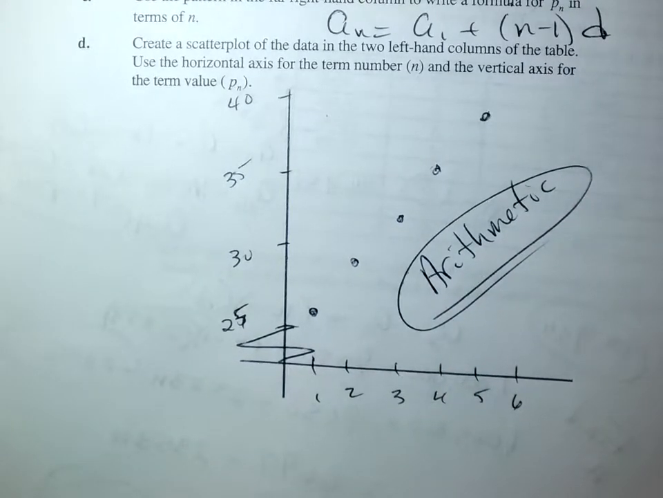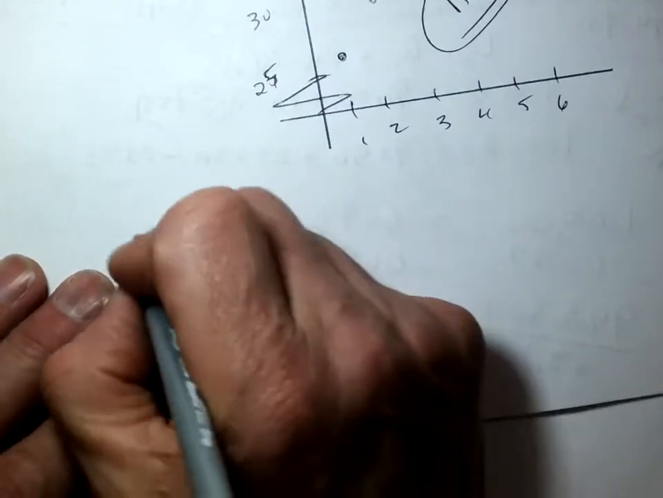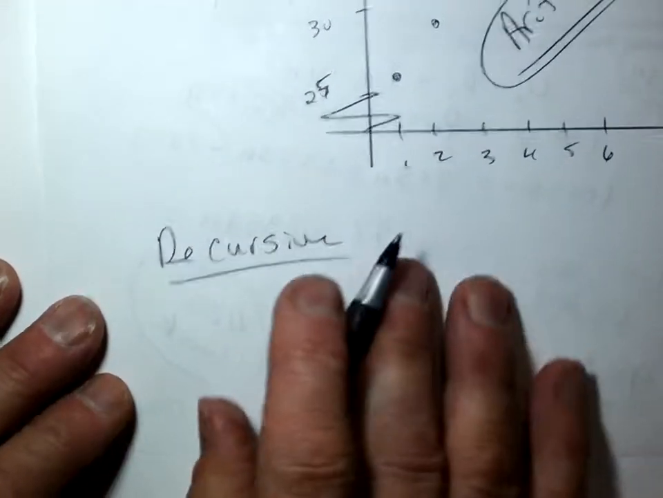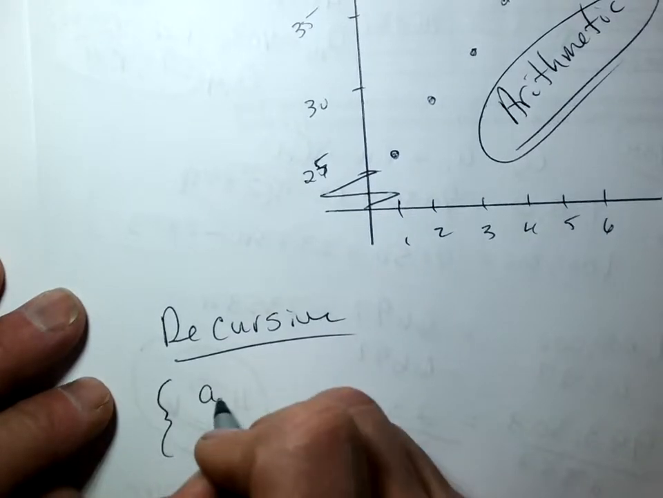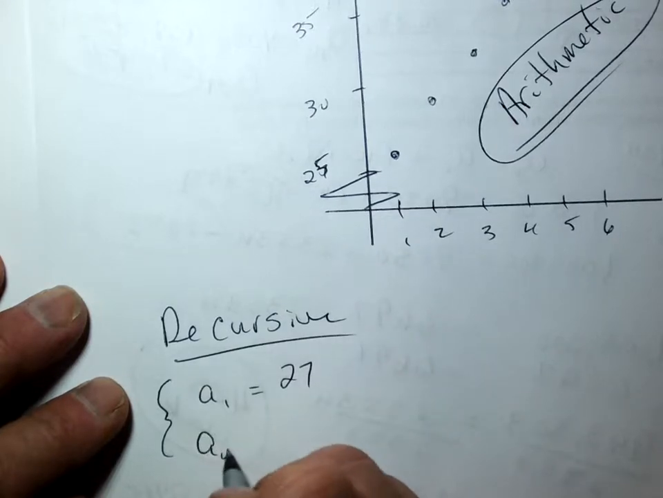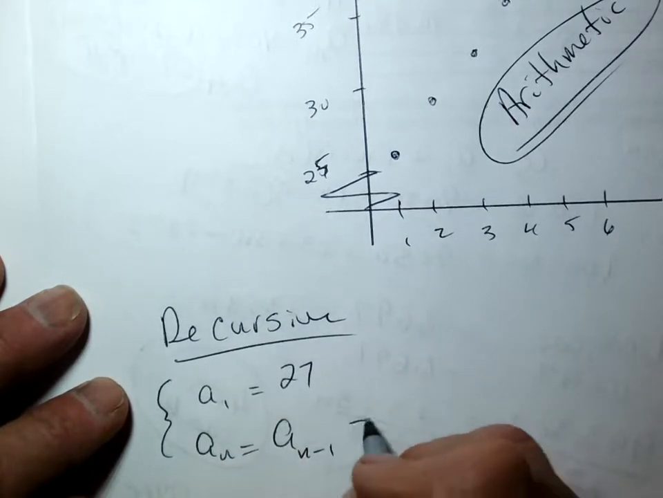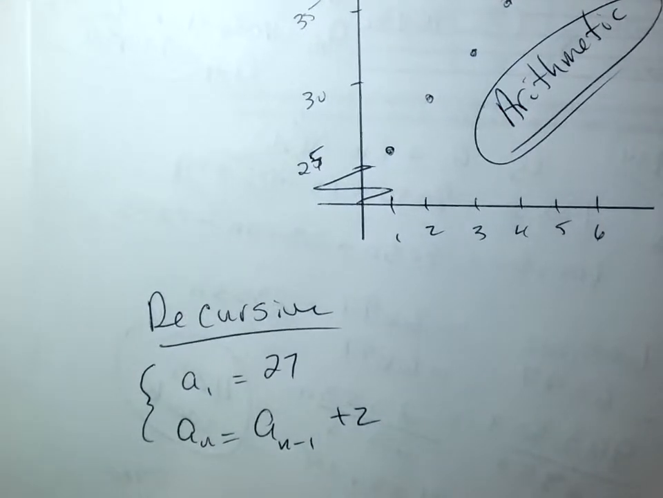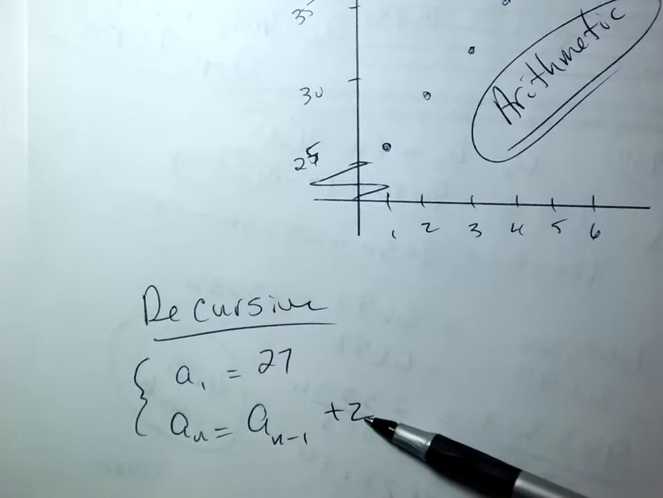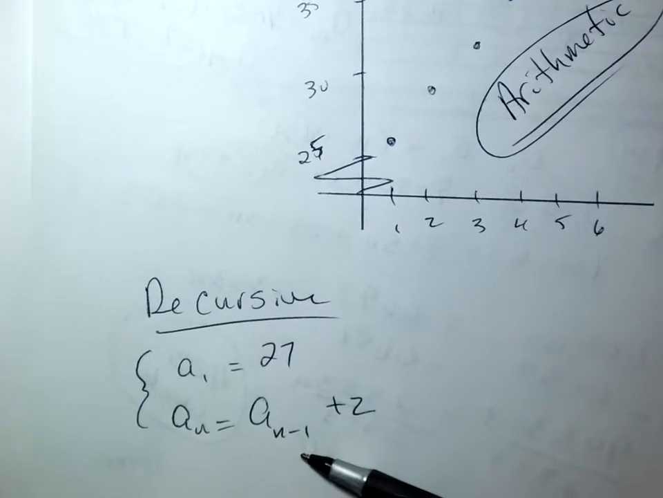Before I conclude, I want to write these down. We have two formulas, the recursive, and in this example the recursive would be a1 equals 27, a sub n equals a sub n minus 1 plus 2. The recursive formula is nice in that it tells us what we're doing. It actually says we're adding 2 each time. We take our first term, we add 2 to it. We take our next term, we add 2 to it, okay?